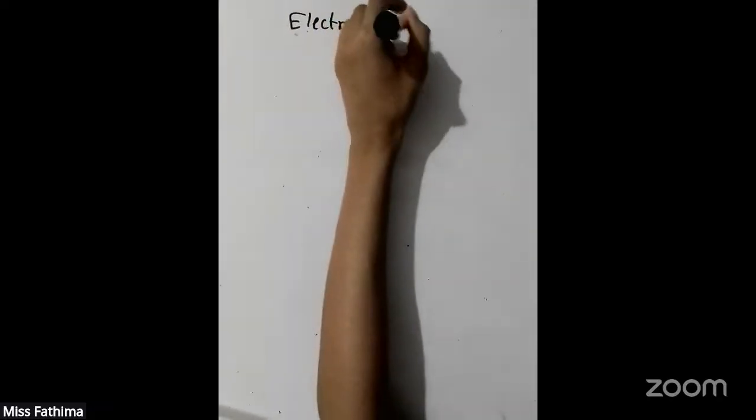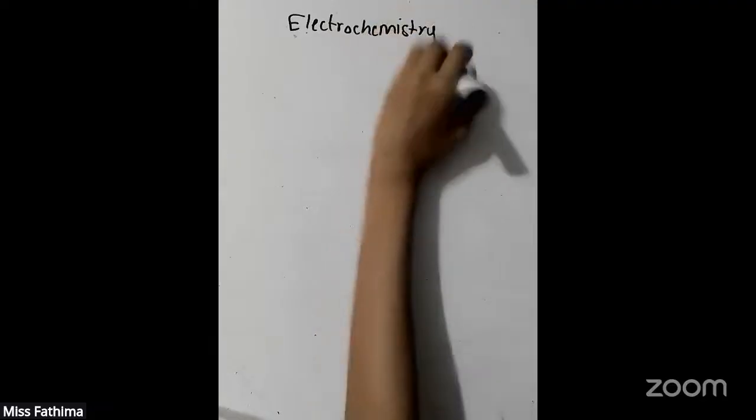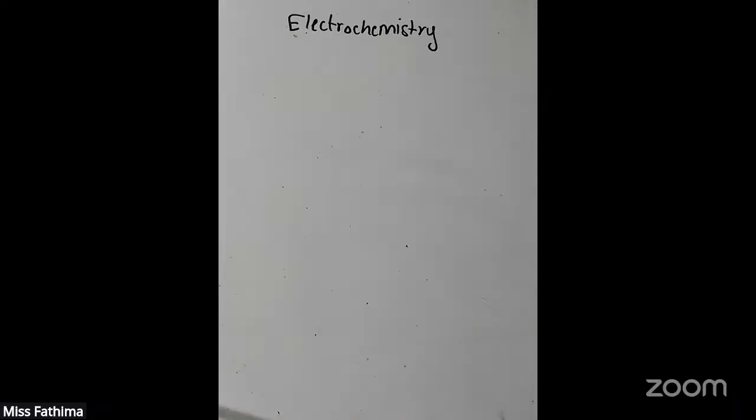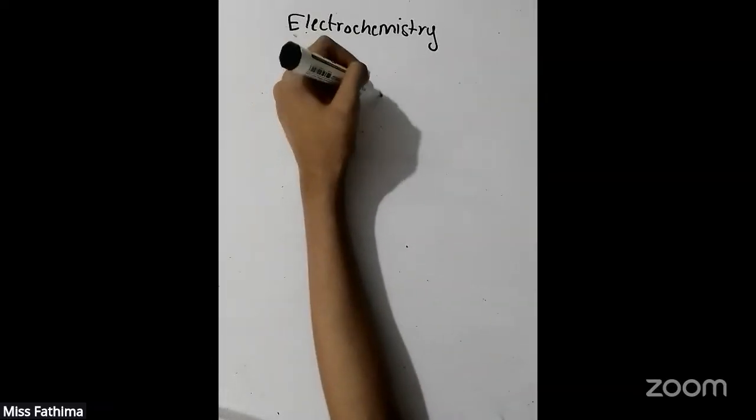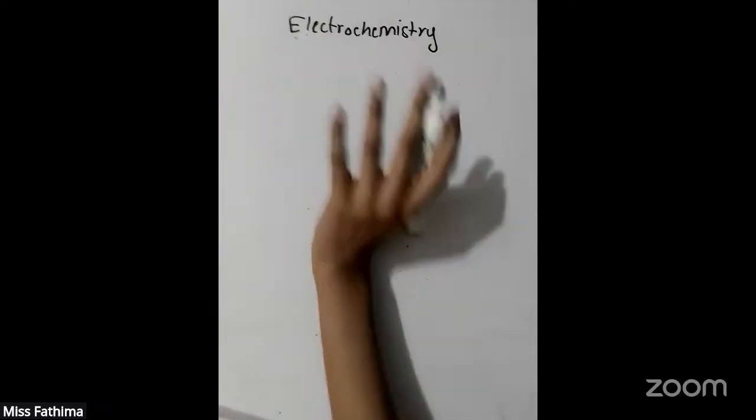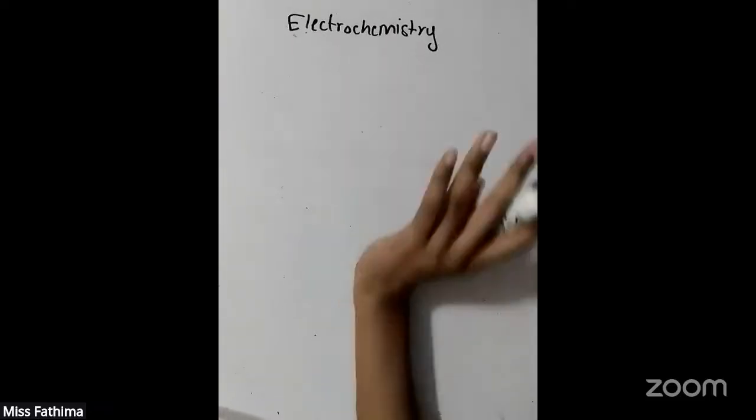So what is the lesson? We are going to talk about electrochemistry. As I told you before, electro stands for electricity. Chemistry is all about the chemical reaction. So you are going to build a connection between electricity and the chemical reaction in this lesson. Right?